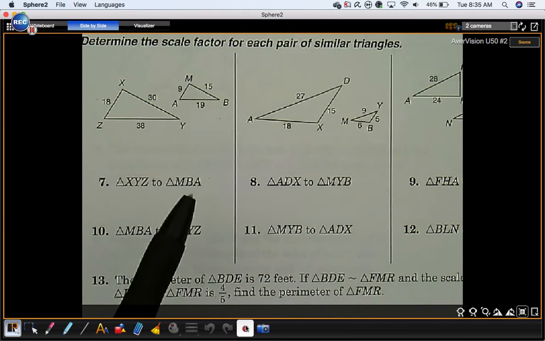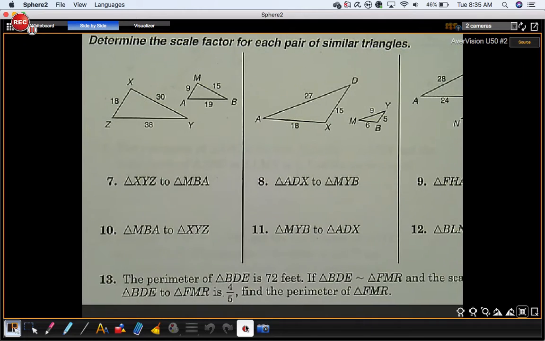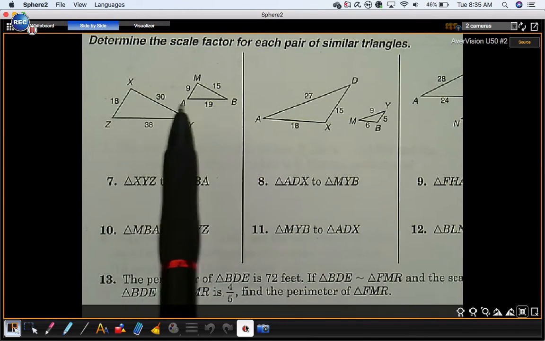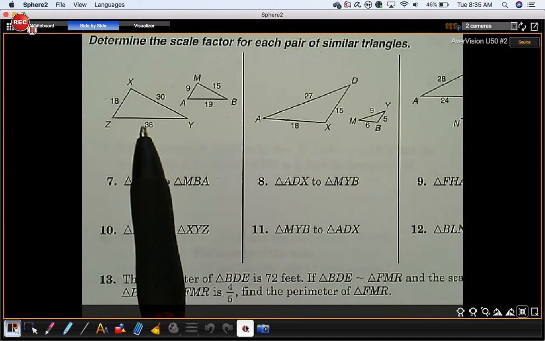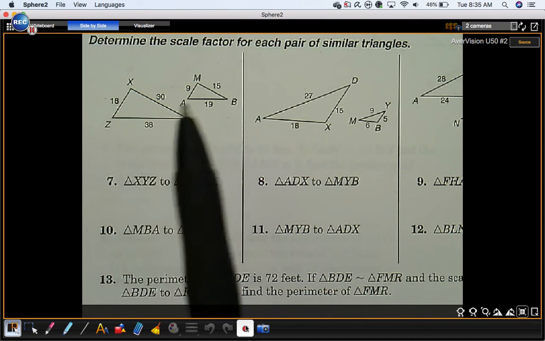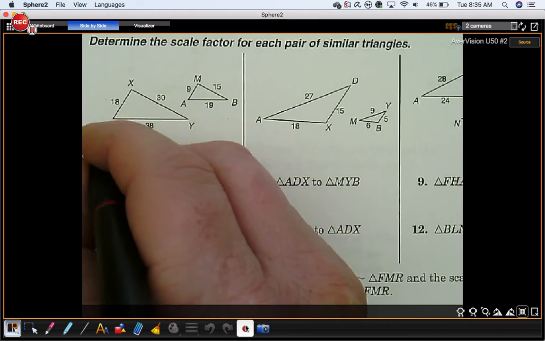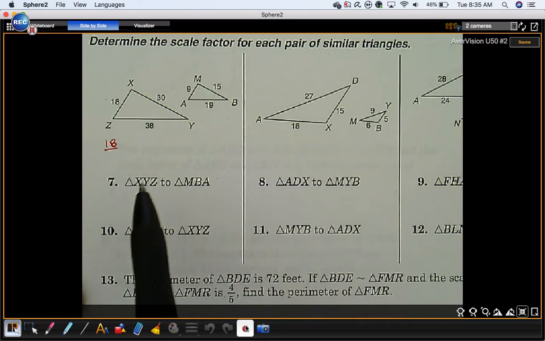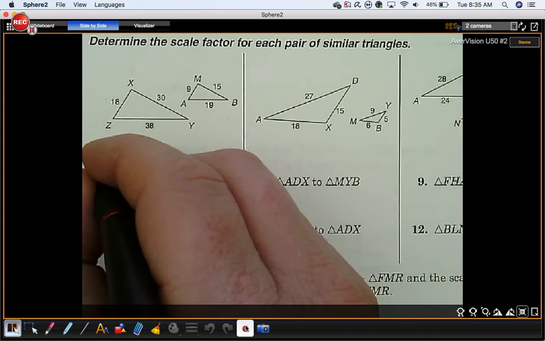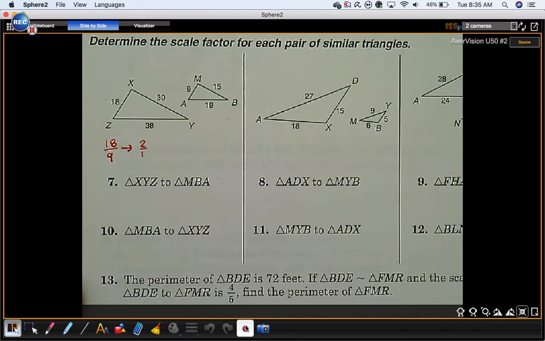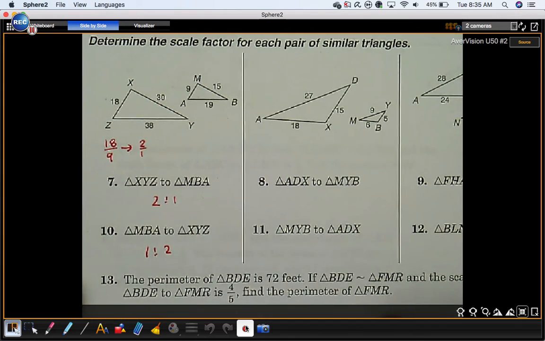This next section, they're just asking us to determine the scale factor, or the similarity ratio. So these triangles are similar. Well, if they're similar, the smallest side is going to go with the smallest side. So 18 from the big triangle is going to go with 9 from the small triangle. And that's a ratio of 2 to 1. That's big to little. Now notice how number 10 switches it around. What's the ratio of the little to the big? It'd be 1 to 2. You're just switching that ratio.